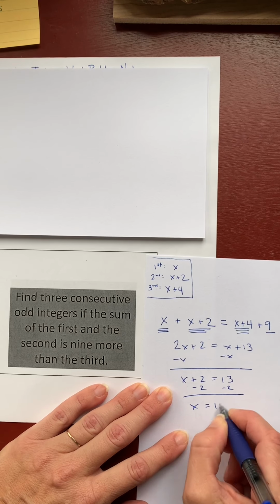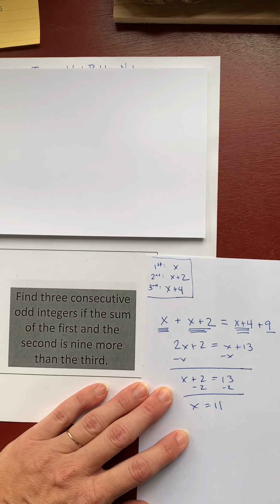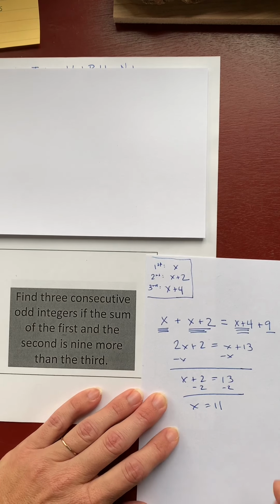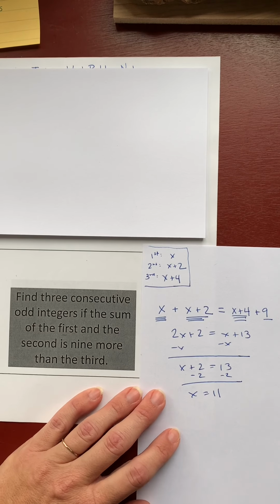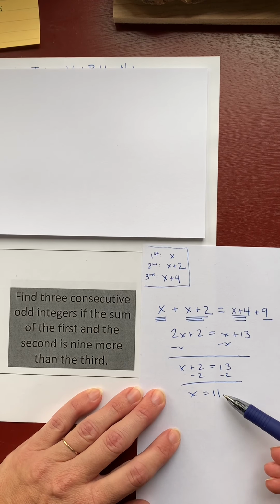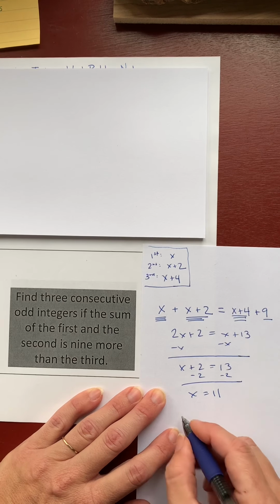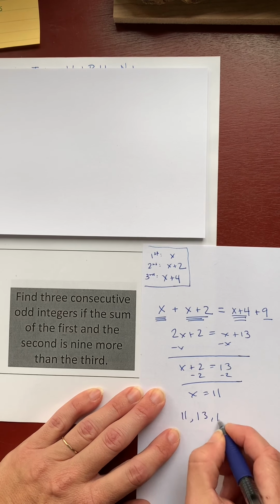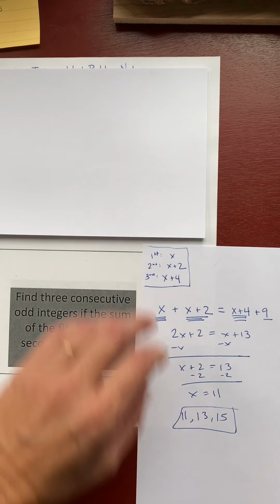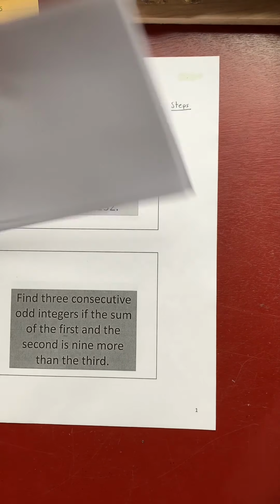And I get x equals 11. You can go quickly over the work. You don't even have to do it yourself necessarily if you don't want to. In the notes part, you'll have to do it when we do the homework. But so x equals 11, we put that back in. So our three numbers are 11, 13, 15. Done. Okay, let's take it the next step.